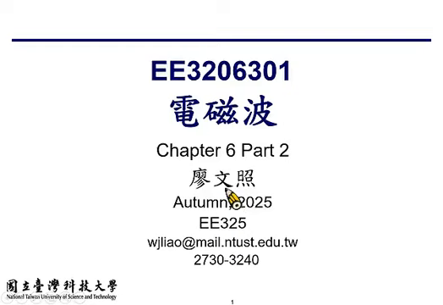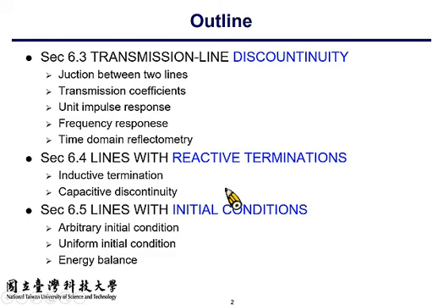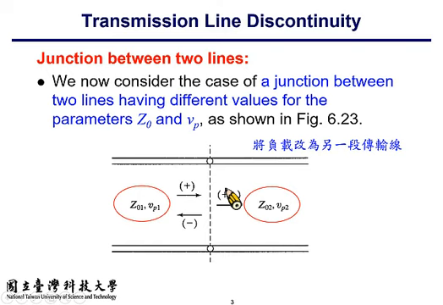Okay, let's continue to the second half of chapter 6. In this part, we will discuss transmission line discontinuities. This transmission line terminated with reactive load and line with initial conditions.